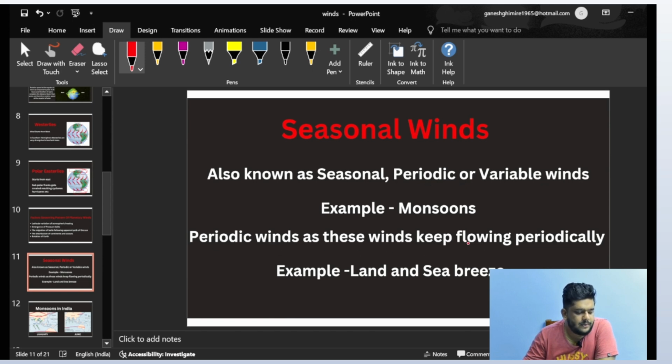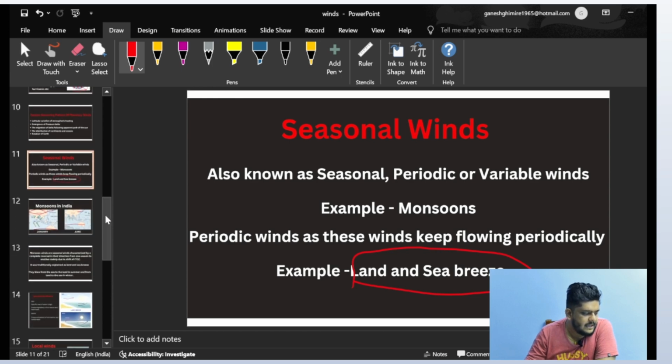Periodic winds are those winds that flow periodically. For instance, land breeze and sea breeze. Periodically means what? Land breeze and sea breeze. We had studied about land breeze and sea breeze when we were in class 8, right? But still we will be studying about land breeze and sea breeze in this class as well. Okay, let's move ahead.